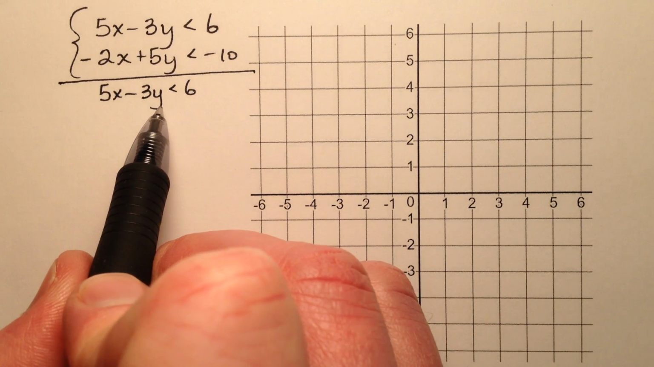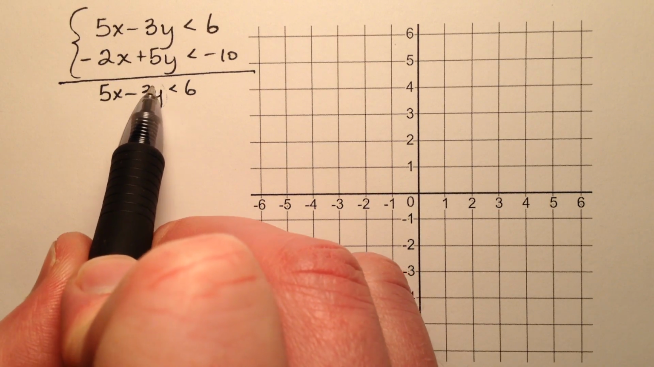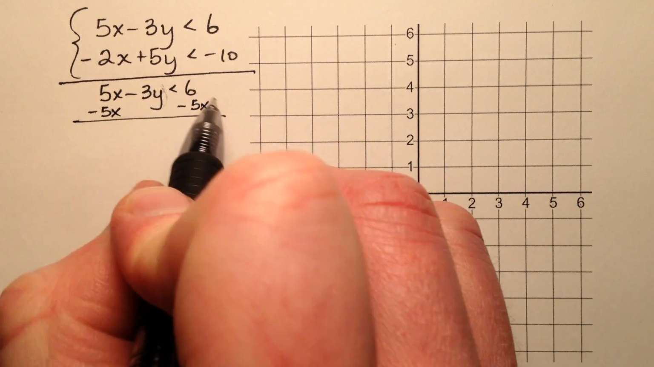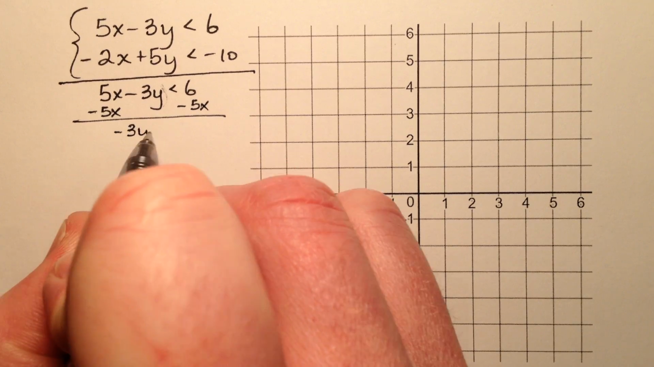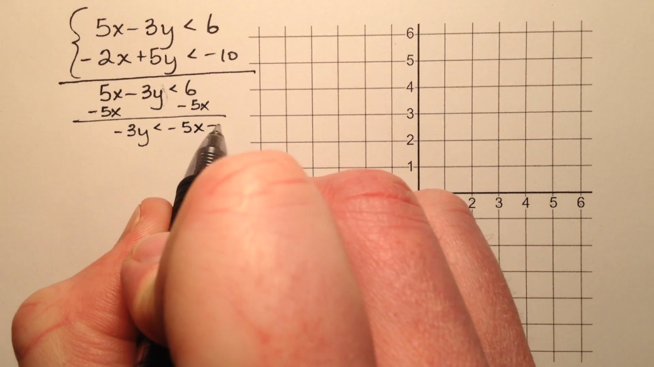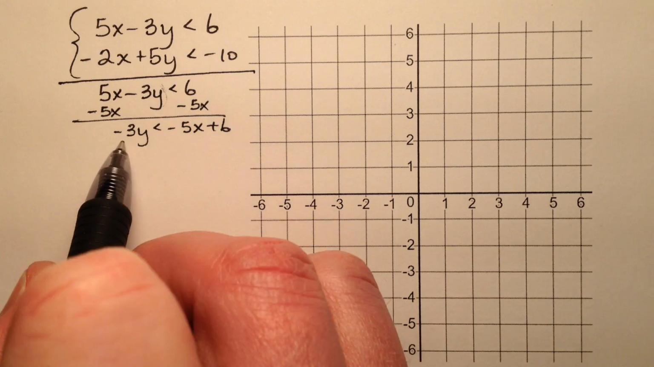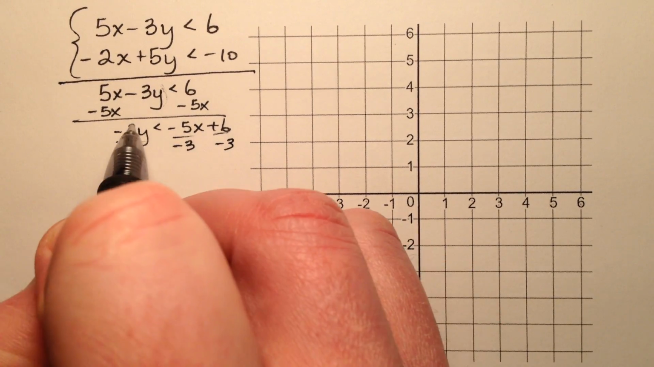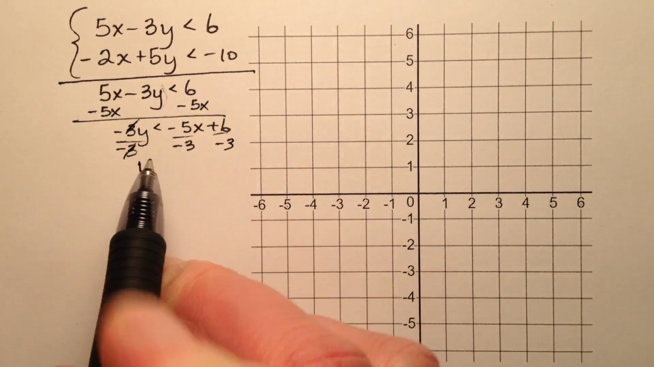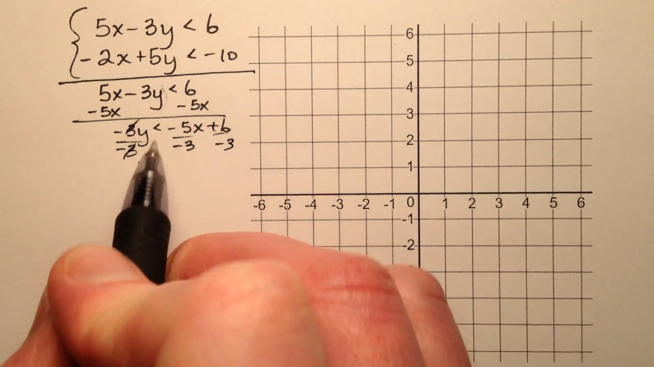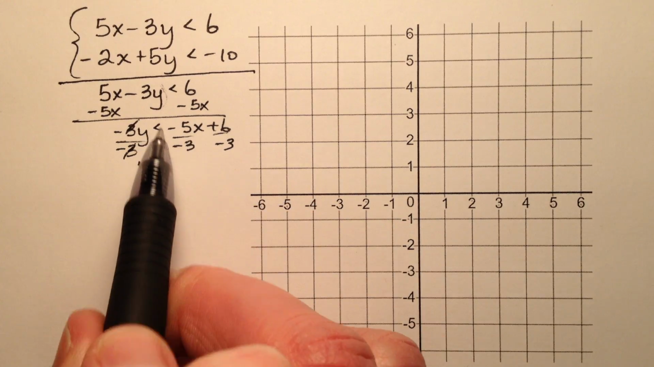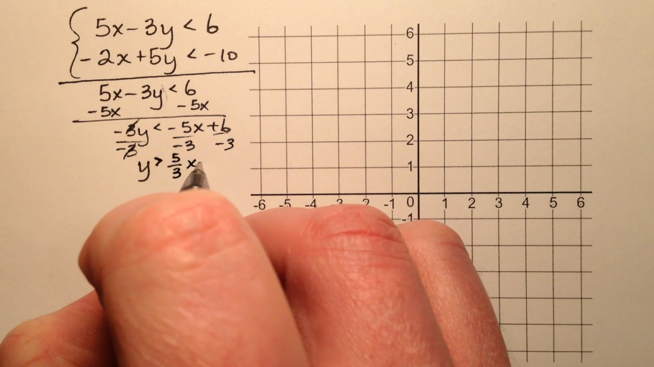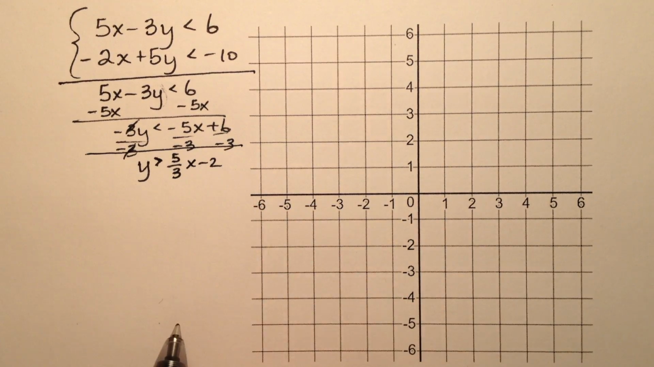So in order to put it in slope-intercept form, I'm going to get this y by itself, or solve for y. So I'm going to subtract 5x from both sides, which gives me negative 3y is less than negative 5x plus 6. And then I need to divide each term by negative 3. And remember, when I divide an inequality by a negative, I need to switch the sign of the inequality. So this will give me y is greater than 5/3 x minus 2.